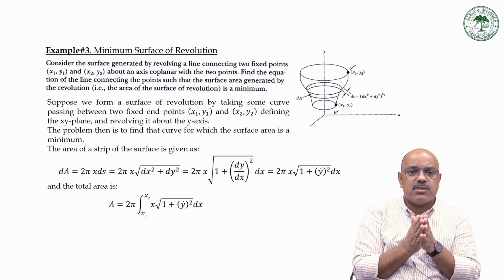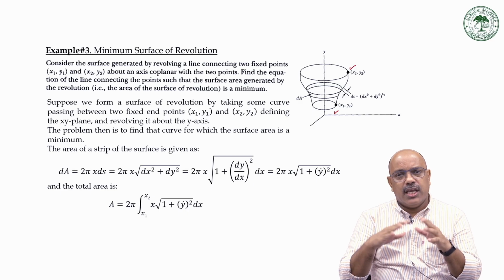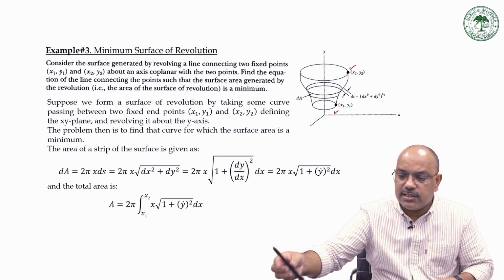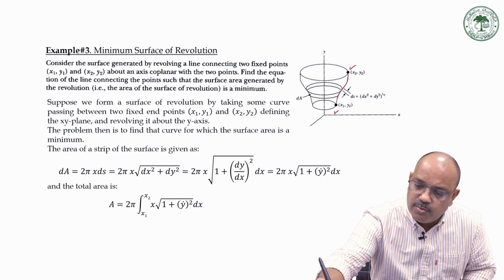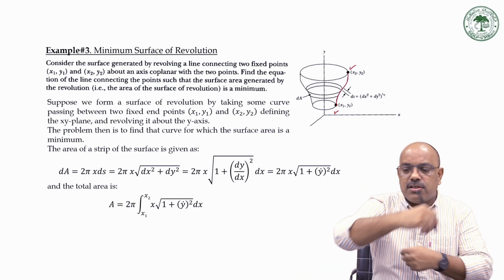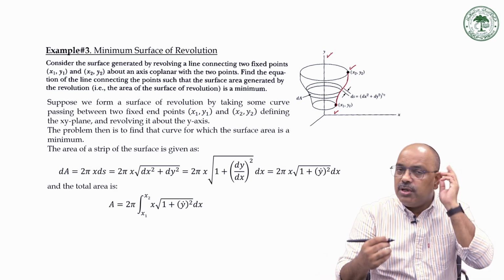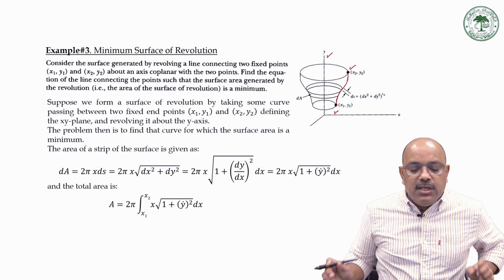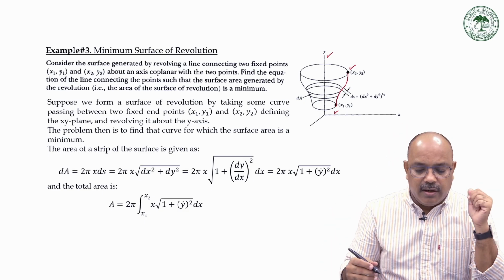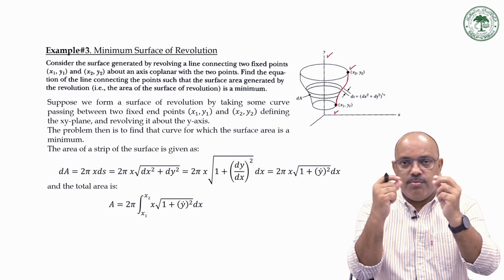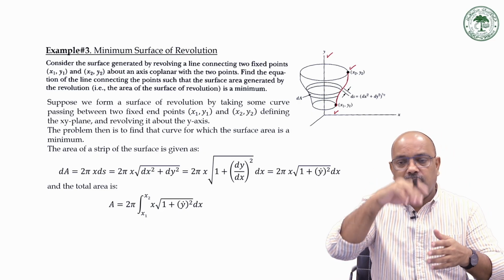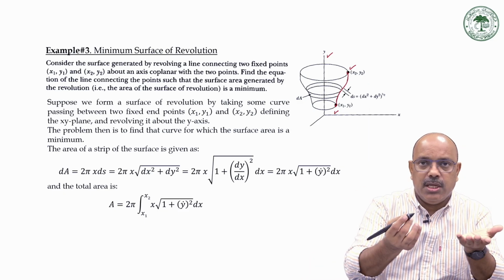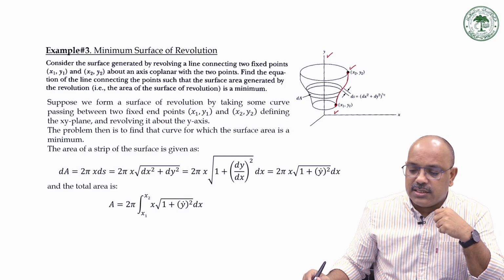Suppose you have the xy plane, and two points, and you draw a curve between these two points. If I rotate this curve about the y-axis, what is going to be the nature of that surface? For that, I have to find the area. If I find the strip area element and then integrate from the initial to the final point, I'm going to get the minimum, applying the least action principle.